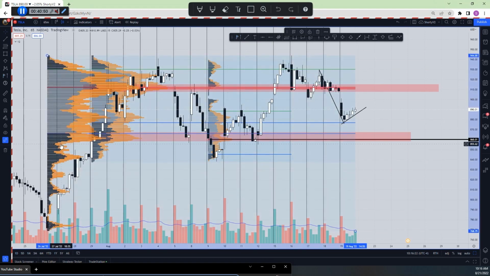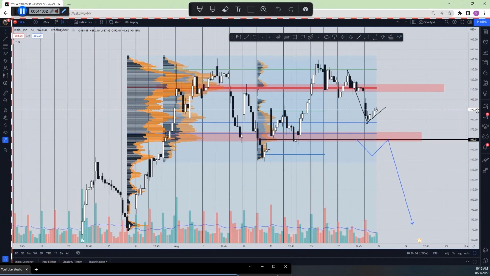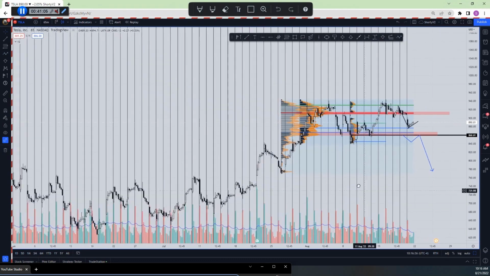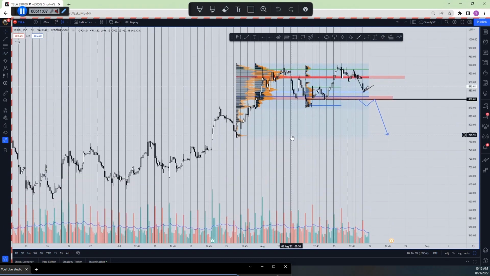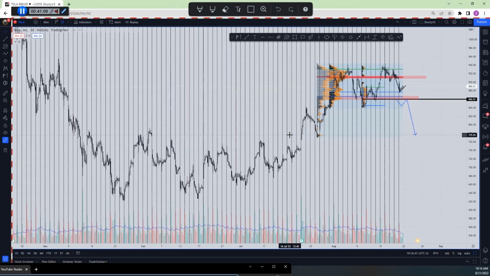So look what happens once you lose this. This is probably what would happen to this stock. See this? Come back here, and this is where the supply would shift. And then you probably go to this one right here, which would be 770 somewhere. No, because there's not much going on beyond that point.